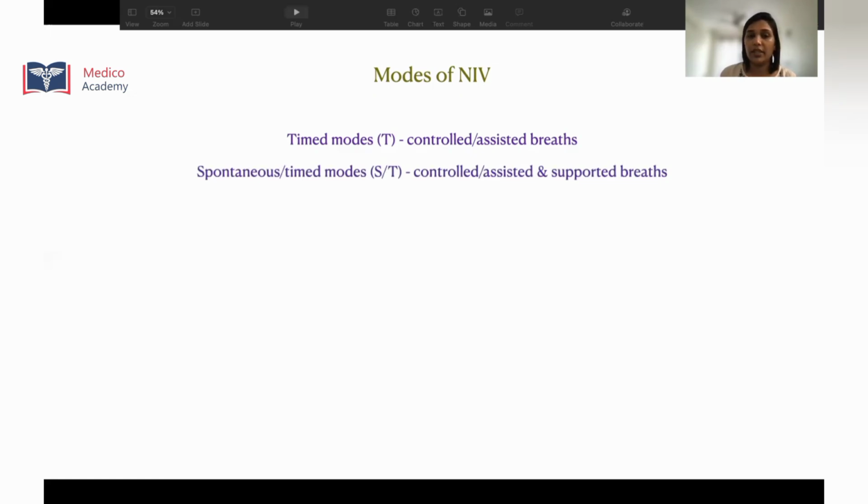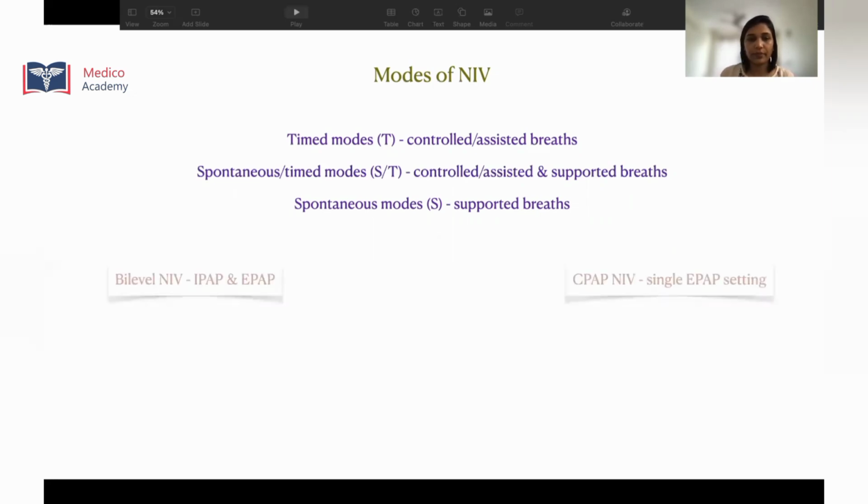Some are called spontaneous timed modes, where the ventilator delivers controlled or assisted breaths at timed intervals, and also if the patient breathes in between, those spontaneous breaths will be supported, and these breaths are called supported breaths. So ST modes will provide both controlled breaths as well as supported breaths. And the last comes the spontaneous modes, in which the patient will be breathing spontaneously. All breaths will be by the patient, and the ventilator will only be supporting these breaths.